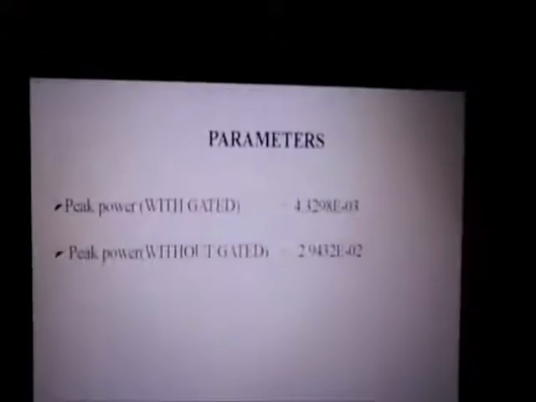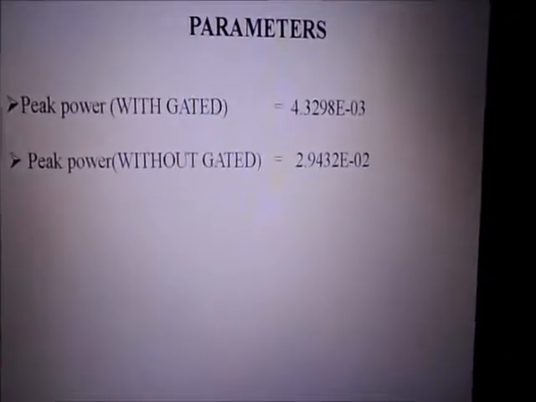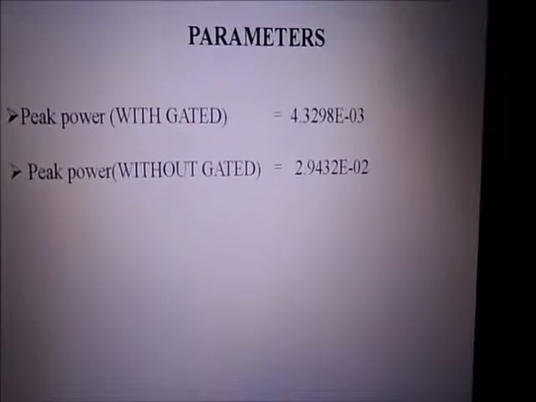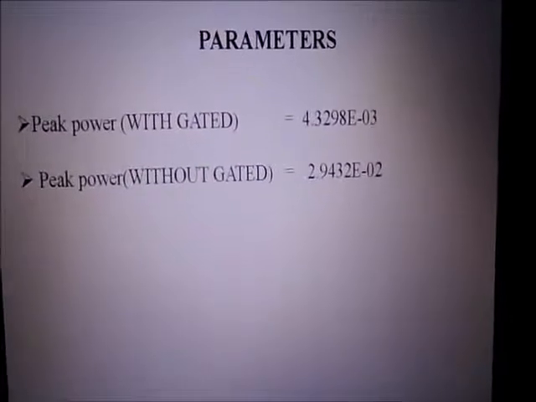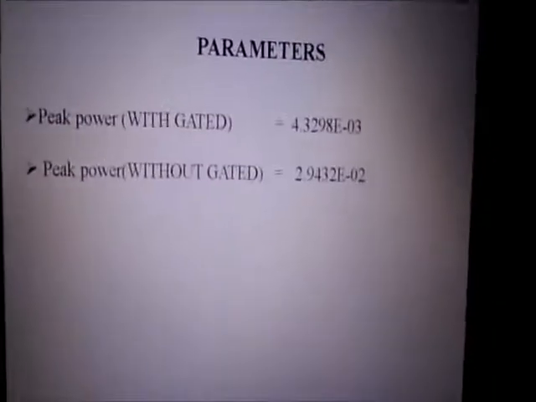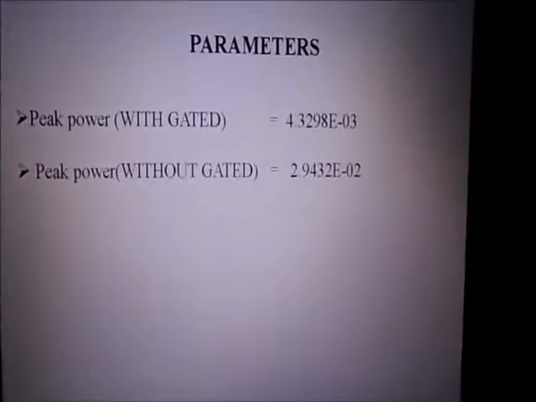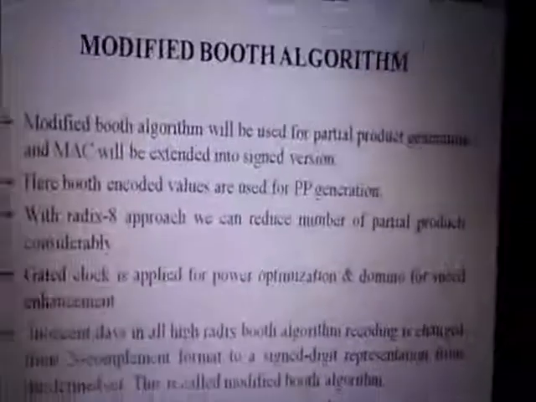The gated clock technique is mainly implemented with the help of an AND gate. So we have compared the power with and without the gated clock. For the gated version, we can take any of the flip-flops, conventional or domino, and compare the power of both, and with the gated clock the power is reduced. This is the implementation process.